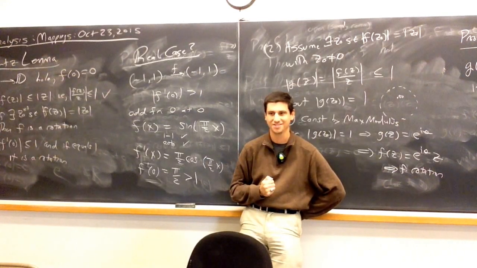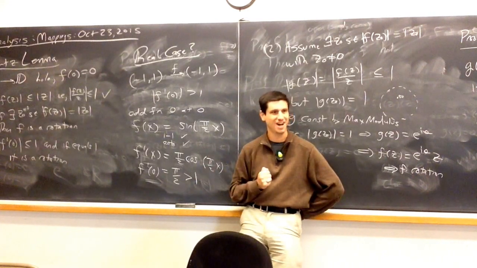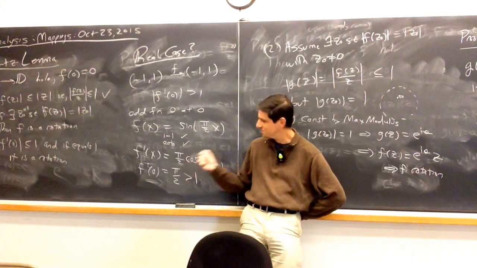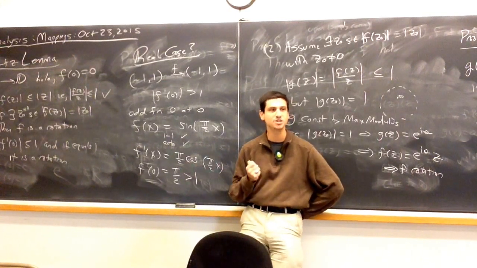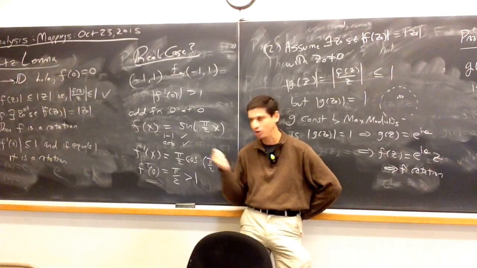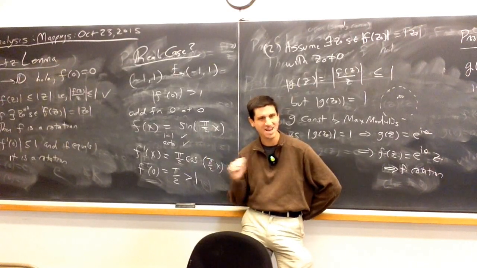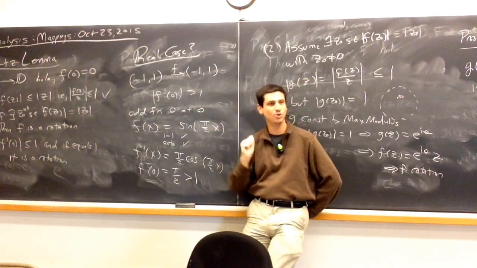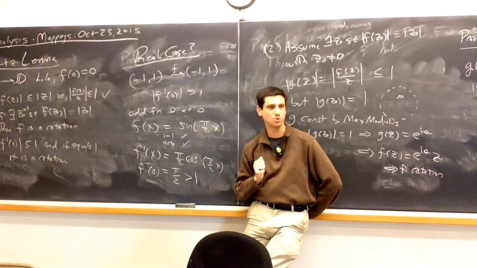Can f prime of 0 be as big as we want? Can it be as big as you want? How bad is the real case versus the complex case? Do you think that this can become arbitrarily large? Or do you think there's a universal constant, which we'll call the Williams constant, that says that no matter what isomorphism you have from -1, 1 to -1, 1, the first derivative can never be larger than the Williams constant?